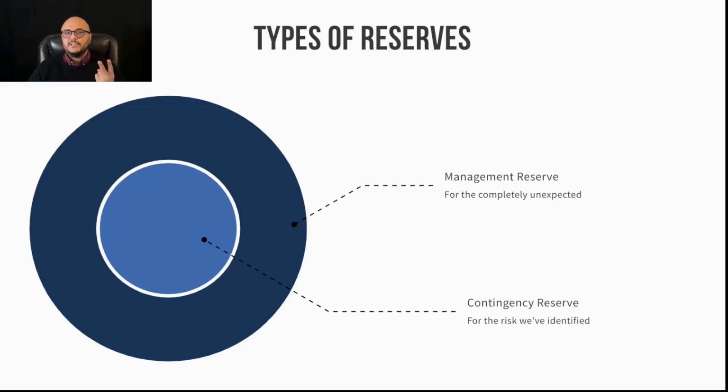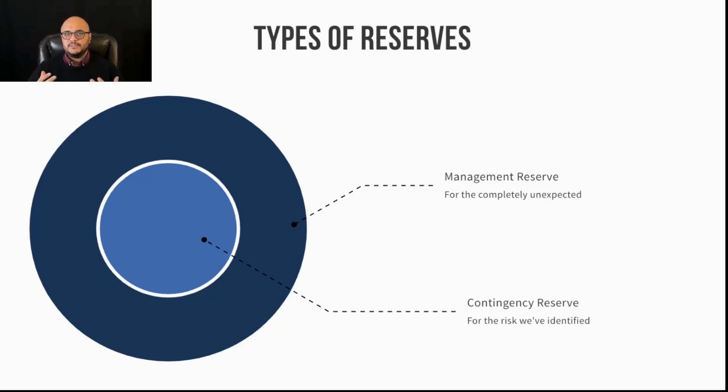Now, there are generally two types of reserves. A contingency reserve is money set aside for the risks you've identified. I've identified that risks 1, 2, and 3 are possible of happening. If they do happen, I'm going to take money out of my contingency reserve and off we go. I'm going to use that to tackle that risk.